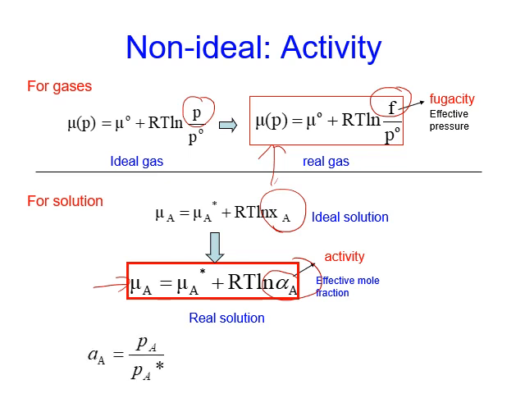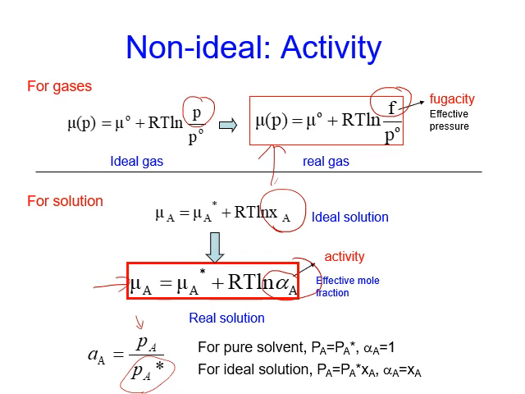The activity is the ratio of the partial pressure over the vapor pressure of A when it's pure. So for a pure solvent, the partial pressure of A equals the vapor pressure of A when it's pure, because there's no B in it. So the partial pressure is the vapor pressure when it's pure. And then according to this equation, activity is 1. So for a pure solvent, activity is 1.